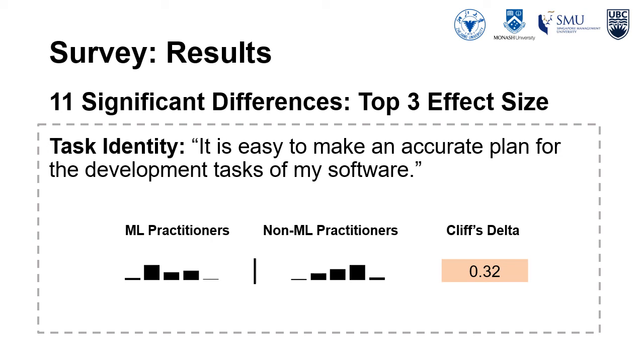With respect to task identity, we observe a small difference between machine learning and non-machine learning development. Machine learning practitioners are more disagreeable with this statement, which indicates that it is much harder to make an accurate plan for the tasks in machine learning development.